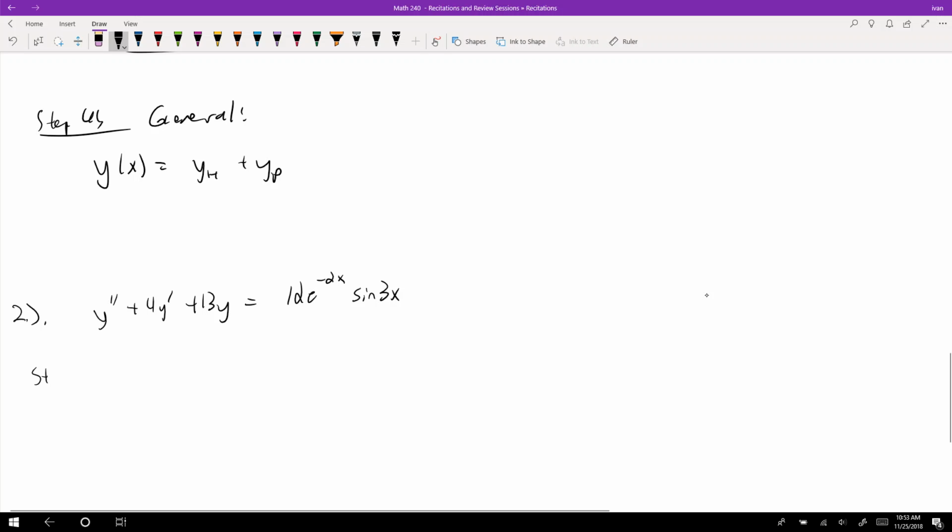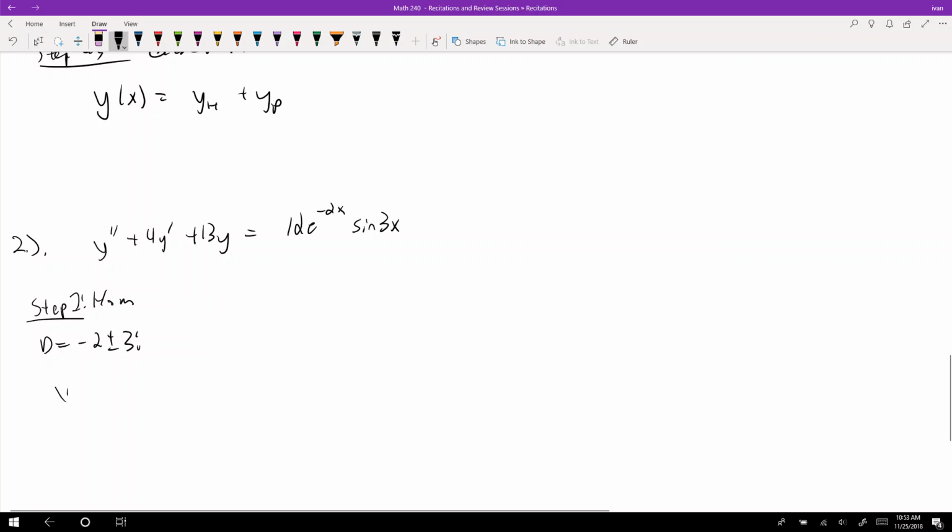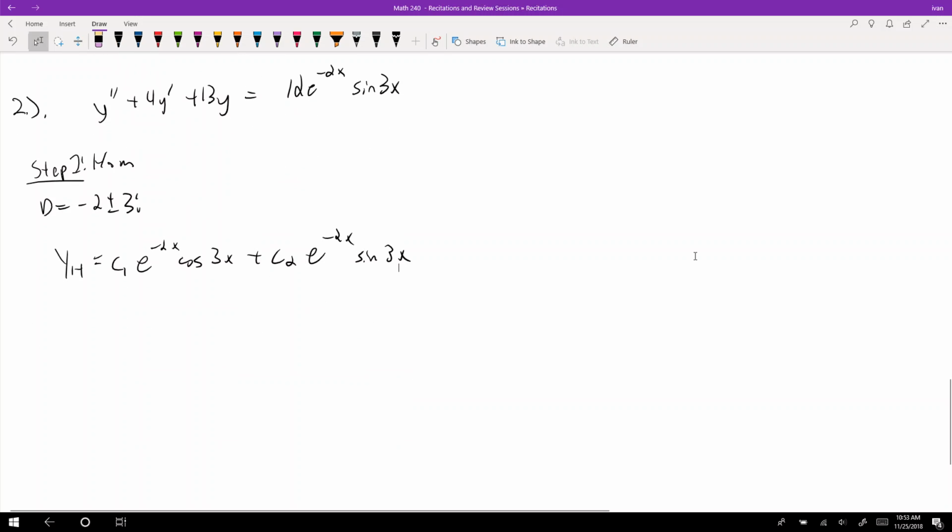Okay, so step 1 is the homogeneous, right? And we see that r is equal to negative 2 plus or minus 3i, and therefore my homogeneous solution is going to look like c1 e to the negative 2x cosine 3x plus c2 e to the negative 2x sine 3x. Okay, so that's the homogeneous in step 1. And then step 2, right, is to guess yp of x.